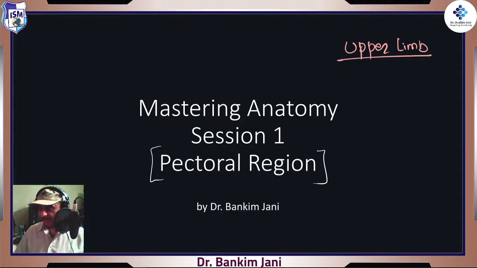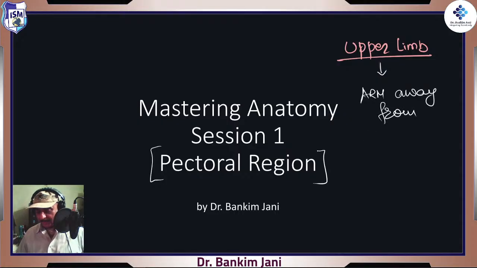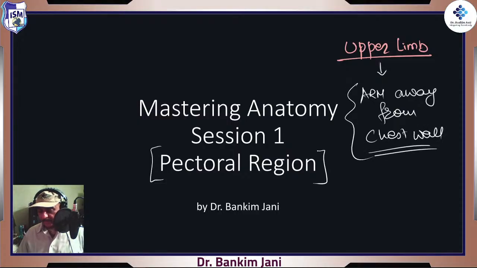Now see, when we talk about upper limb, there has to be a purpose. There has to be a purpose why we are having upper limb. The purpose of upper limb is that it keeps the arm away from the chest wall. Now, this is needed when we really want to improve our efficiency. Mechanical efficiency is much more increased. So that's the reason there has to be a bone supporting it. Yes, there would be a bone.